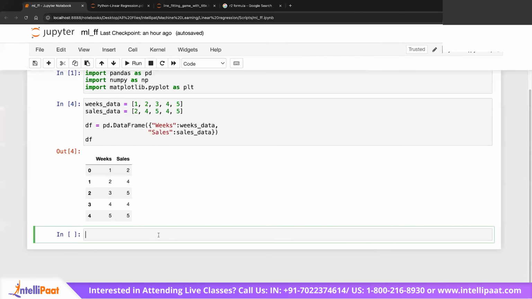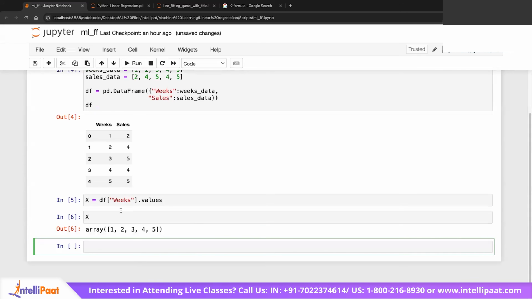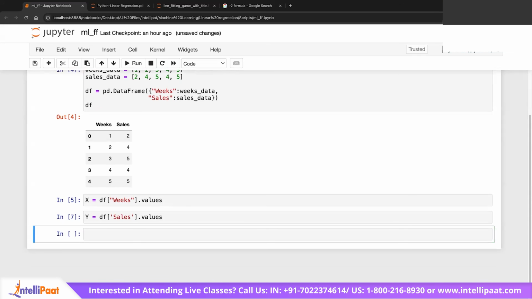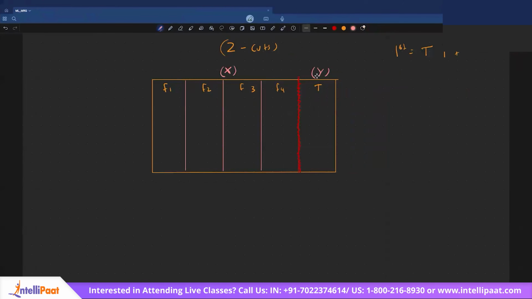So tell me here, can I take x equals to df of weeks? Can I say all the values of the weeks will be converted to x? So if I print x, all the 1, 2, 3, 4, 5 values of the weeks are separated in x. And your value of y will be df of sales dot values. So what did you do? Did you take your x and y separately? You have done that.